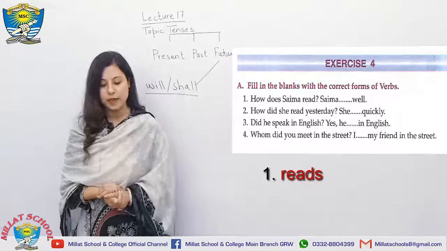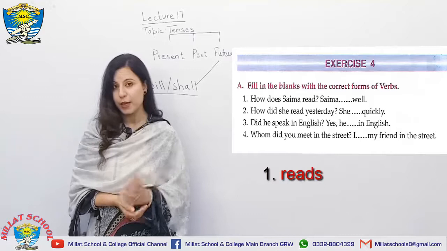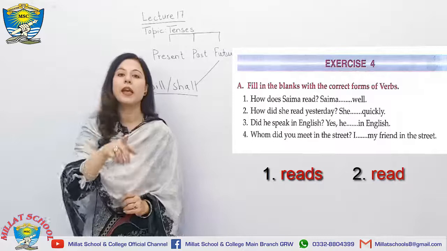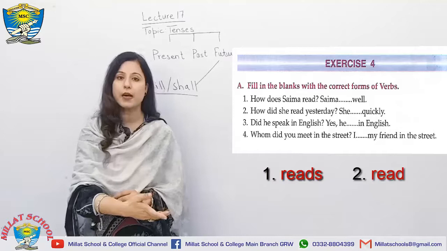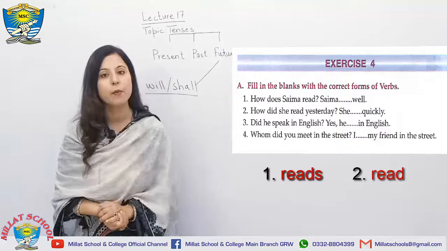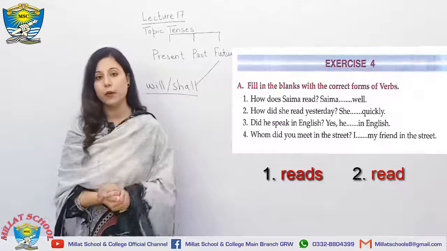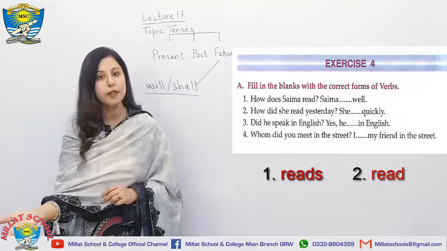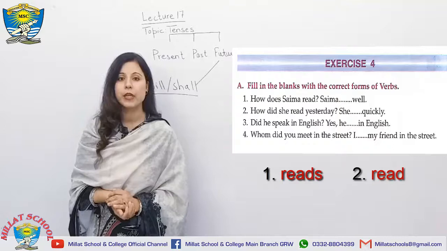Reads. Number 2. How did she read yesterday? Now they have asked us about the past tense. Yesterday, how did she read yesterday? The answer is she dash quickly. She read quickly. Because we are talking about the past, we have to give the answer in the past. This is particularly for those students who comprehend any paragraph. When you are dealing with questions and answers, be careful: if a question has been given to you in the past, you have to answer it in the past. And if they have asked you about the present, you have to answer in the present. So read, read, read. Although the spelling is always the same, R-E-A-D, you have to pronounce it as "red". She read well.